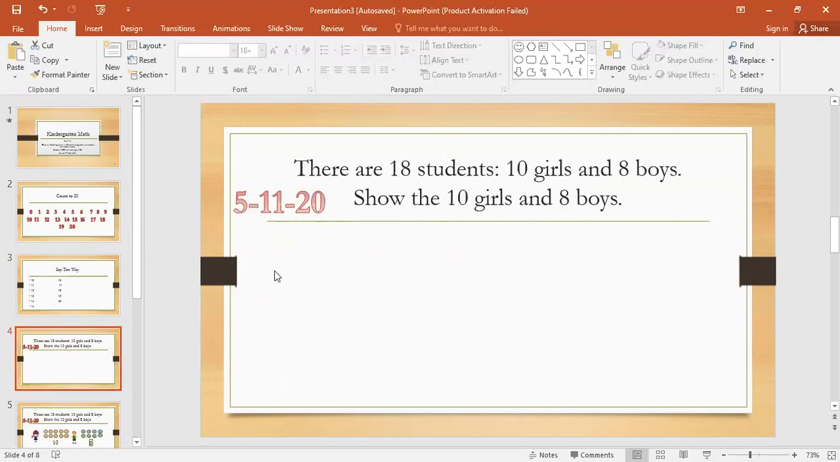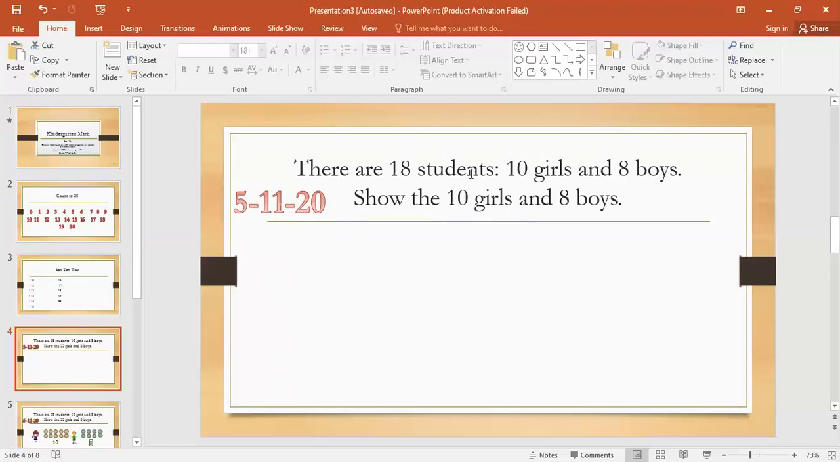Okay, guys. So right now we're going to do a little practice problem about how to show and model teen numbers. What I would like you to do in your composition book, please open up to a brand new page and write our date for today, 5-11-20 for May 11th, 2020. So go ahead and write that at the top of your paper.